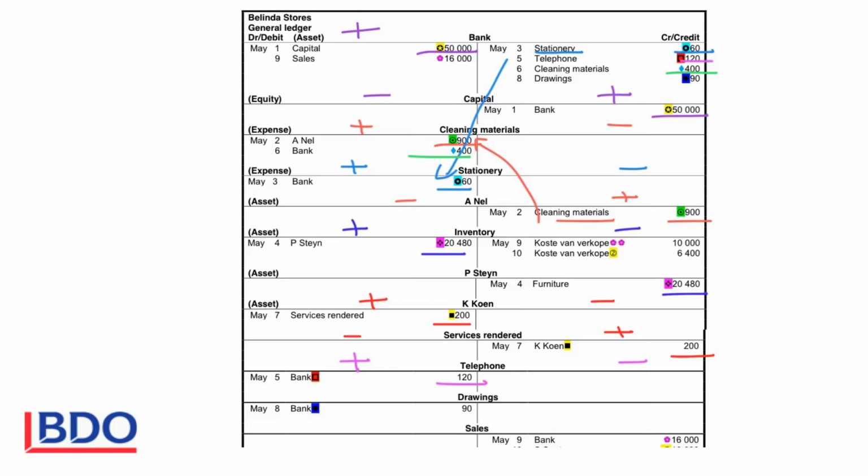The bank account is credited because the money was taken out of the bank, and the drawings account is debited. So the owner has two accounts. Capital account that will always increase on the credit side. Drawings when he takes goods or money from the business, and that means it will increase on the debit side. So whenever you do transactions in connection with the owner, you will write it in the capital account or in the drawings account.